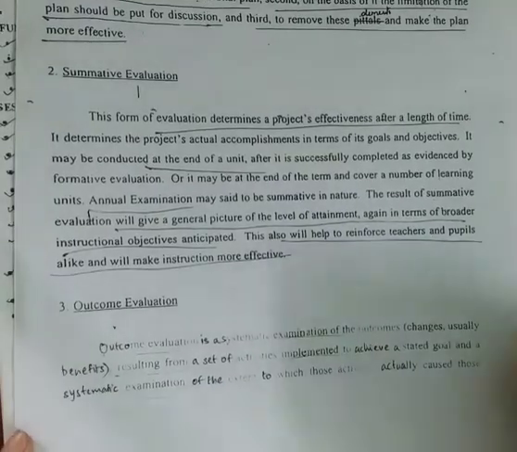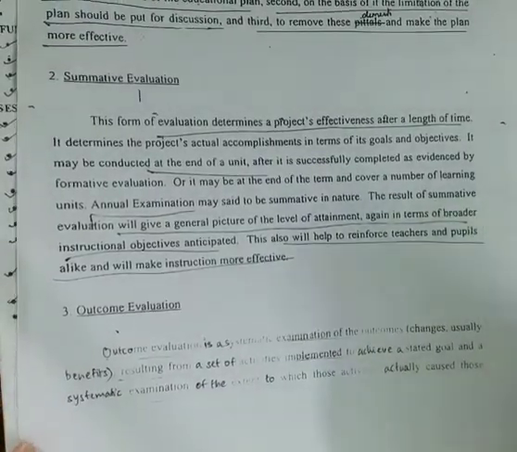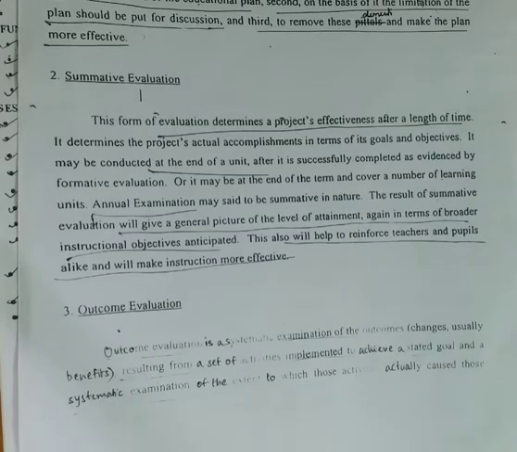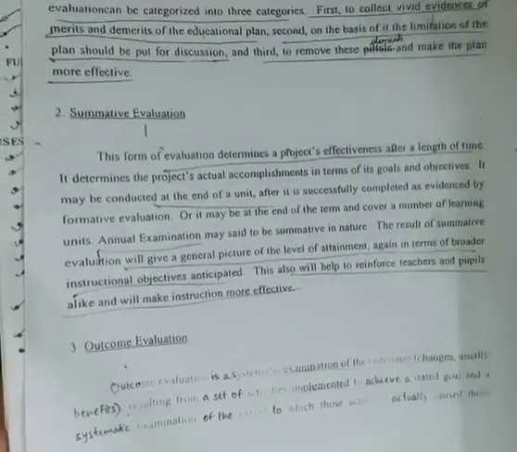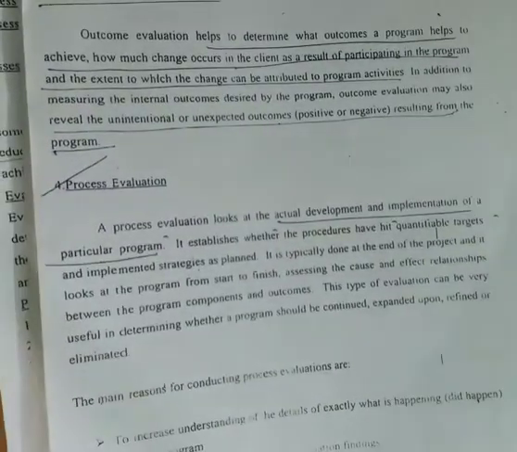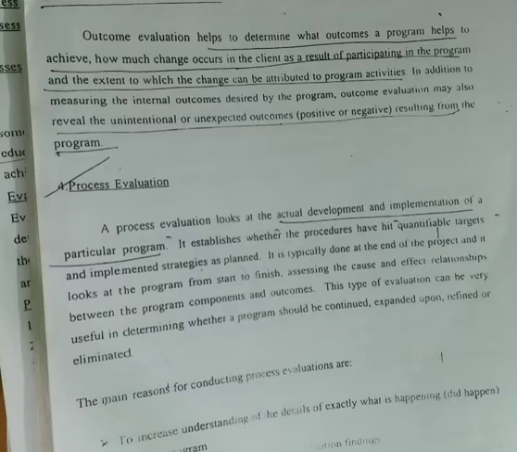Then there is outcome evaluation. In that evaluation, only the outcome is given importance, and all the activities that result in the outcome are not observed. Only the outcome is evaluated. And the next is process evaluation. It is just the opposite of outcome evaluation. Here, the whole process will be analyzed: how the student has gone through the process and come up with the solution or the outcome.